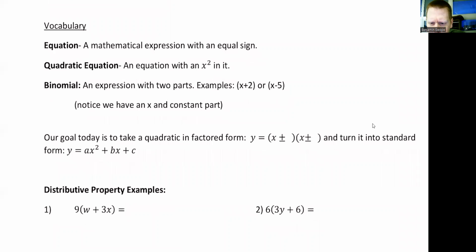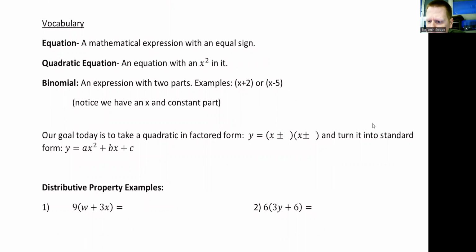But like I said, our goal is to go from factored form. If you remember, factored form from before break was like we would do the x method and we would get x plus 2, x minus 5, for example. And we're going to try and turn that back.